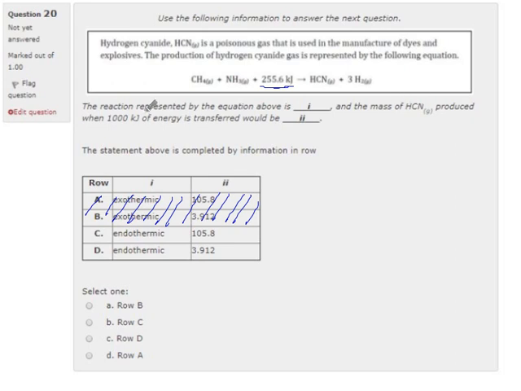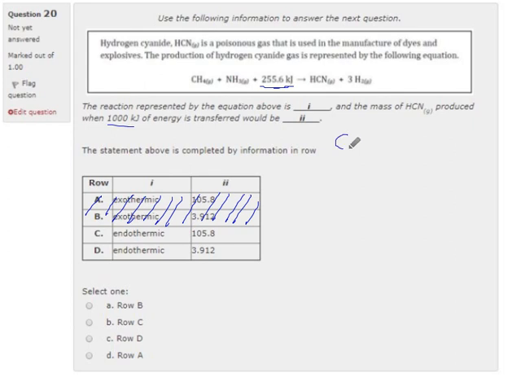And the mass of HCN produced when 1,000 kilojoules of energy is transferred would be, well, is this thing balanced? 1 carbon, 4 hydrogen plus 3 more is 7 hydrogen. We have 6 here, plus 1 is 7. And nitrogen, we have 1 on each side. So yeah, the balancing's okay.